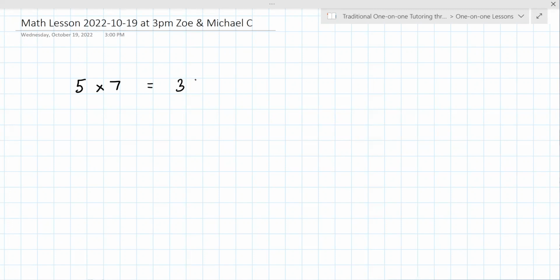It's 35, yeah. Now, where is the decimal for both of these numbers? 7. It's to the right of it. Do you see that? The decimal is to the right. Okay. And we don't write the decimal in general.